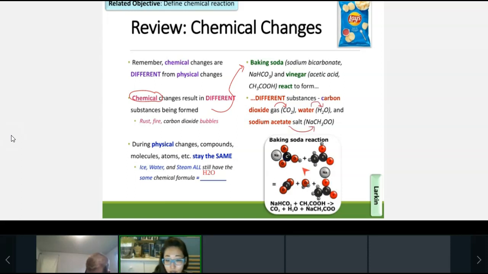So again, even though the actual atoms are all the same, they're being rearranged. And anytime we have a rearrangement of those bonds, a rearrangement of what things are attached to each other, that is a chemical change. These final substances are going to act differently than their initial substances.